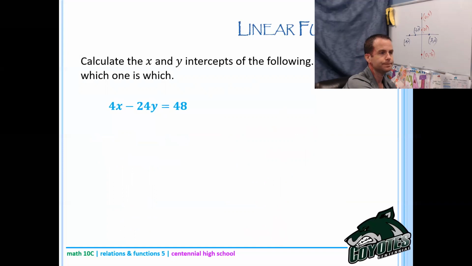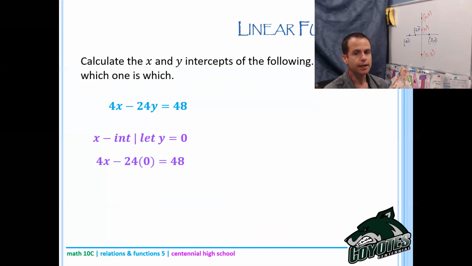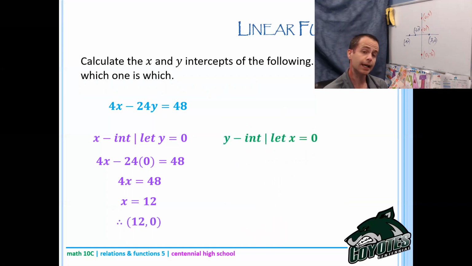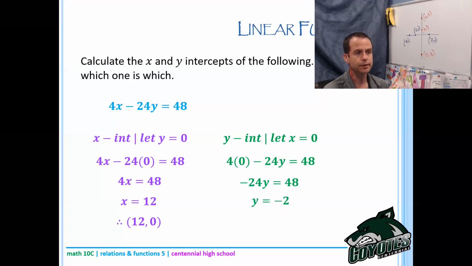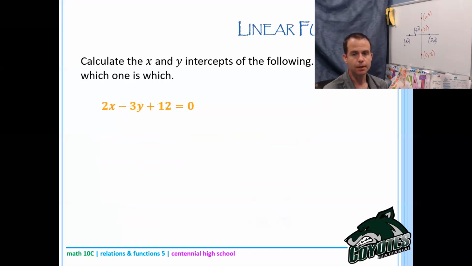Okay, try this guy. So to get the x-intercept, I'm going to let y equal 0, plug 0 in for y. I get 4x equals 48, divide by 4, and I get x equals 12. So my point is (12, 0) for the x-intercept. The y-intercept, I'm going to let x equal 0, which gives me negative 24y equals 48. Divide both sides by negative 24, and I get y equals negative 2. So the point there is (0, -2). Okay, awesome.